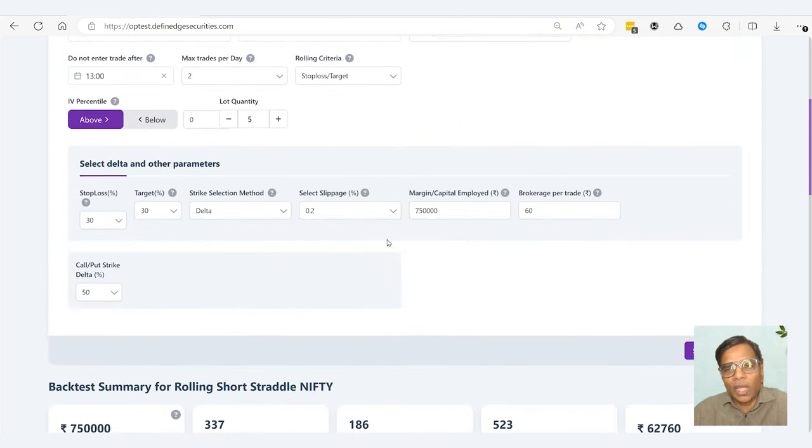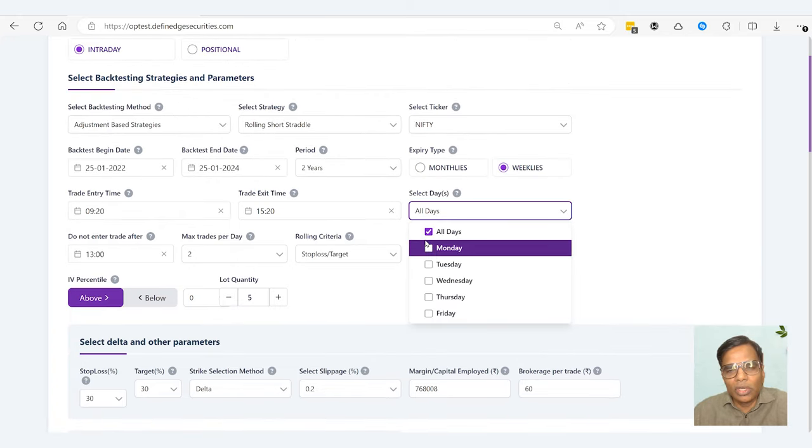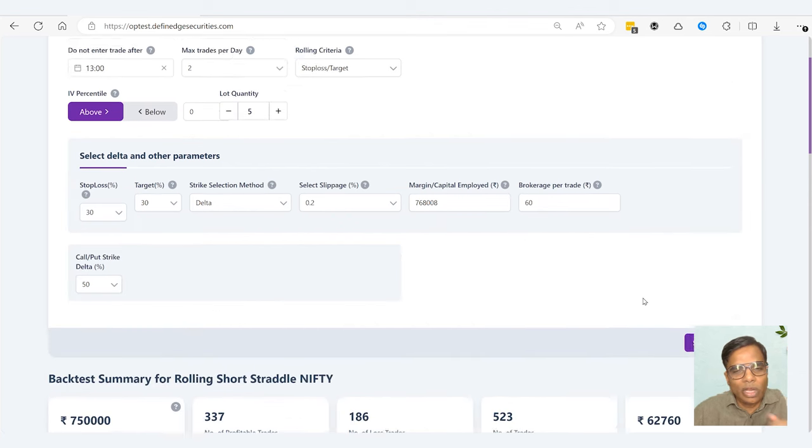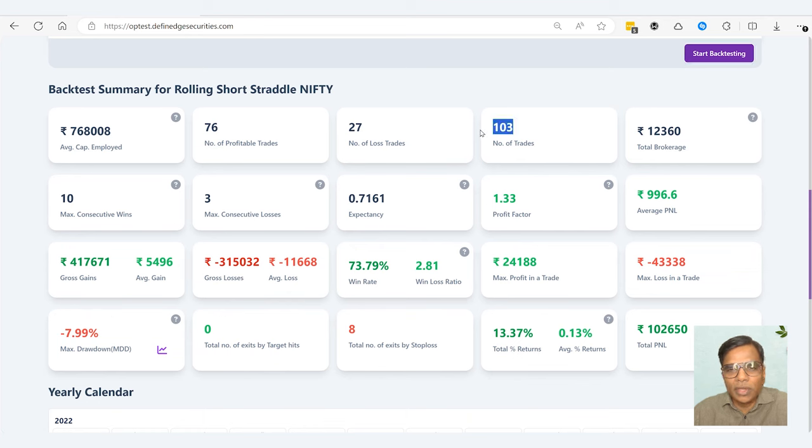But what if I want to trade only on expiry day? Now let's say I want to trade only on Thursday. Then what happens? The number of trades has been reduced, only 103. And obviously your brokerage is also reduced. And your returns is 13.37%. Now remember, you are doing this only one day instead of 5 days on an average.